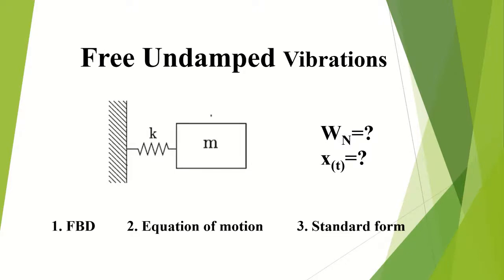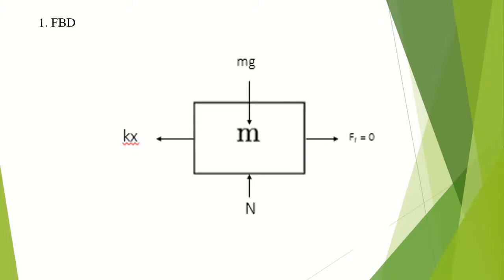First, we will draw the free body diagram. Then, we're going to derive the equation of motion, and finally, we're going to put it in the standard form. Let us start with the free body diagram. We can see that there are 4 forces acting on the mass: the weight of the mass, the normal reaction force, the friction force and spring force. The weight of the mass and the normal force cancel each other out. The friction is neglected in the analysis, so we're left with the spring force acting on the left side.